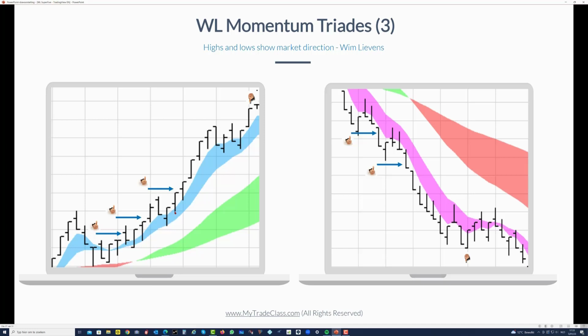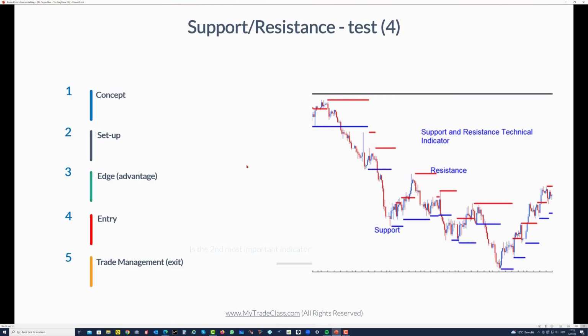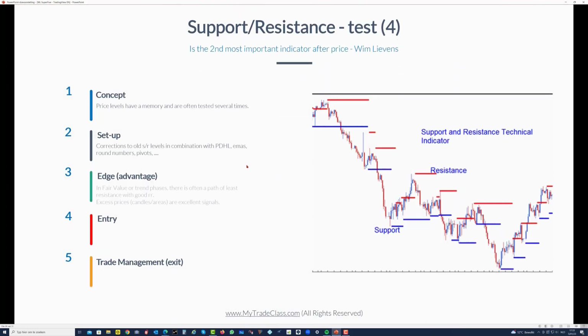Again, here I will use the counter. I just want to use the ones which are young, which are fresh. So I use the first, the second. So that is the third strategy. This is the fourth move, support and resistance.